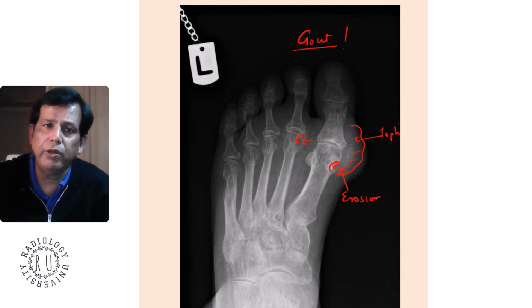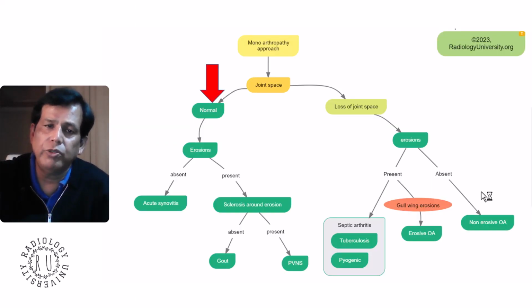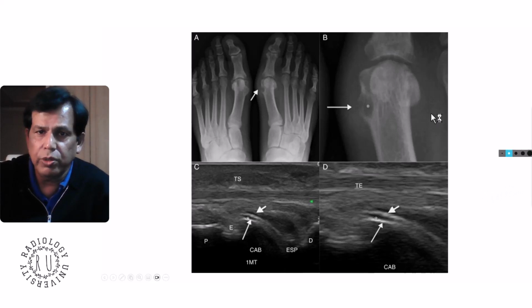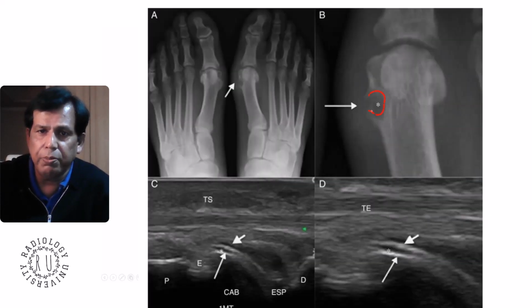So going back with our flow chart, what you saw: normal joint space. Yes, erosions, yes. And there was not much sclerosis, a punched out type of erosion: gout. Okay, some more examples just to show you. This is a very typical punched out erosion. This is more of a typical one.